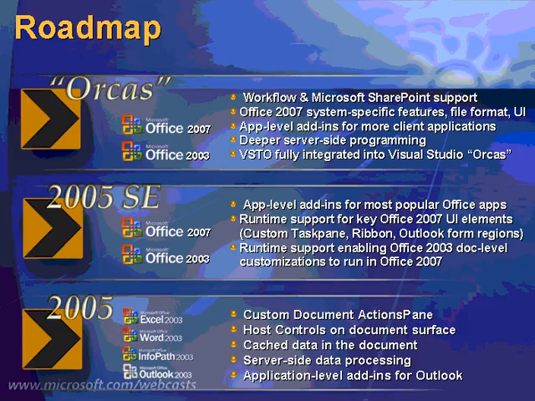Now in terms of our roadmap, we have had VSTO since 2003, and that's when we first introduced the whole notion of writing managed code behind Office applications. We started out with Word and Excel. With the advent of VSTO 2005, we added InfoPath and Outlook to that mix. And we enabled custom document actions panes, being able to put controls on the document and the Excel spreadsheet surfaces. We enabled caching data in documents. We had server-side data processing. A number of things that were beneficial to developers are what we added into this particular version of the product.